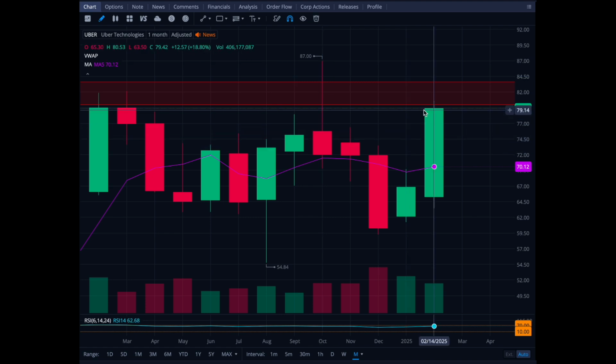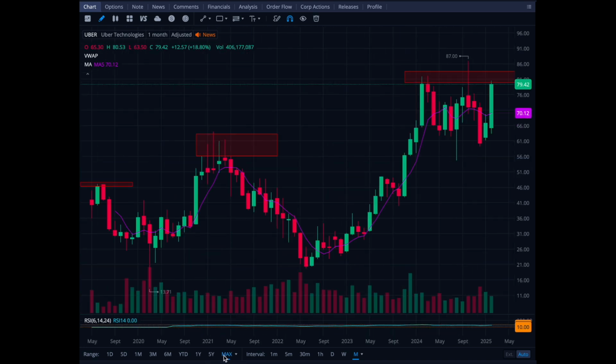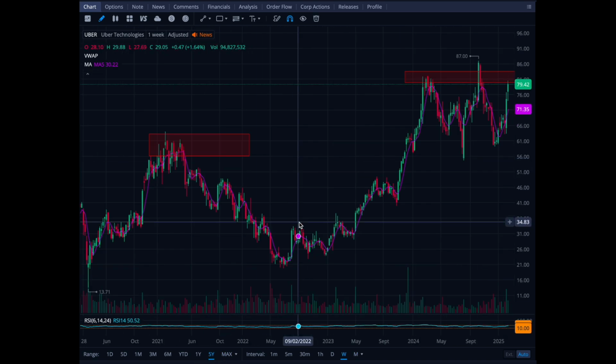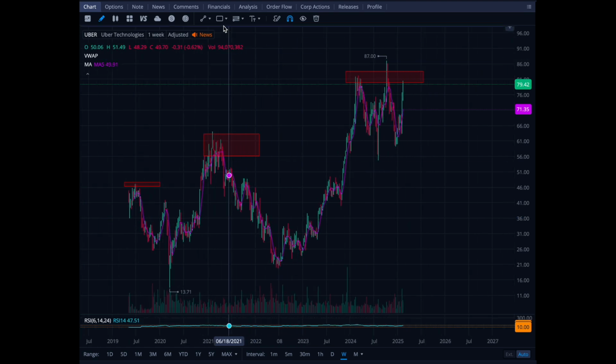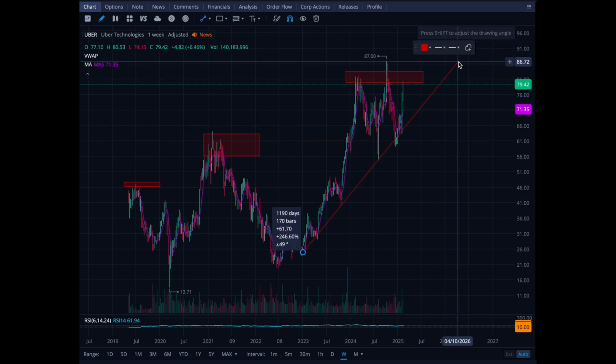Now you're starting to get pushed up forward. You have buyers coming in. That's the max chart we're looking at. Now let's go to the 5-year chart. We'll zoom out a little bit. Let's start to draw the trends now. You're going to start, and they have to be touching. So you're going to draw out the trend lines now.